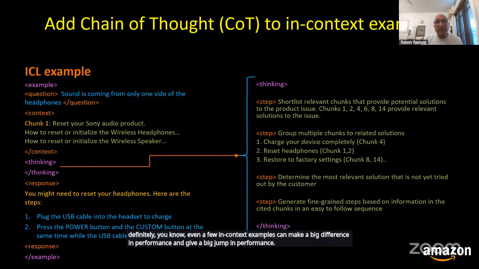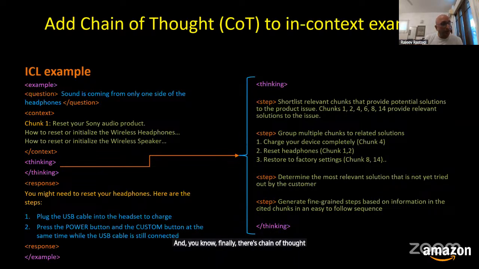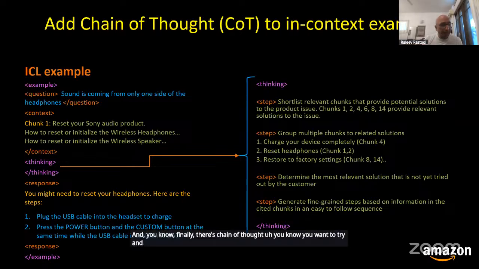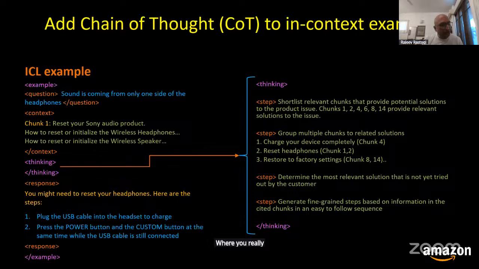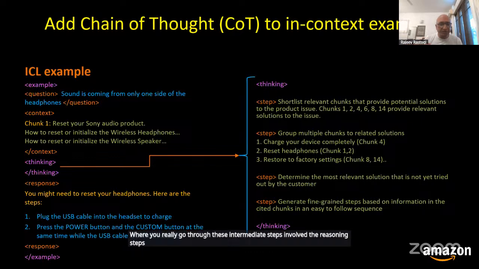And finally, there's chain of thought. You want to try and enhance the reasoning capabilities of LLMs. You can use the same prompt as before, but chain of thought is what's added to it. For Claude, chain of thought is captured in the thinking sections, where you go through the intermediate steps, the reasoning steps involved in generating the response, and you show these to the LLM so that it can follow those same steps when it's generating responses for a user question-context pair.